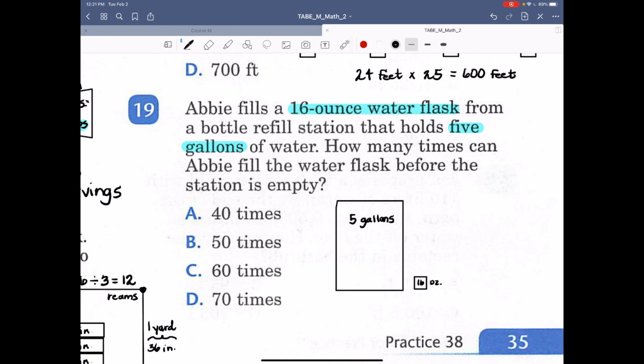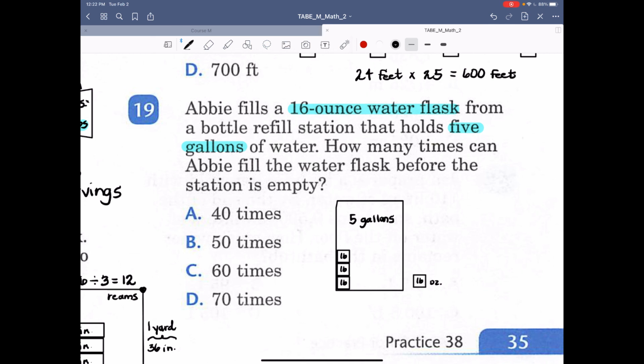In other words, this is the wonderful thing about technology. How many of those will it take to empty that station? What am I doing here? Am I building up or am I breaking down? Be careful. I'm breaking down. I'm taking the 5 gallons and I'm breaking it down by 16. And I don't know how many times that can happen.